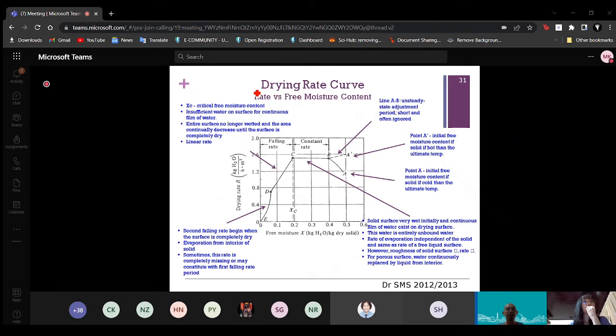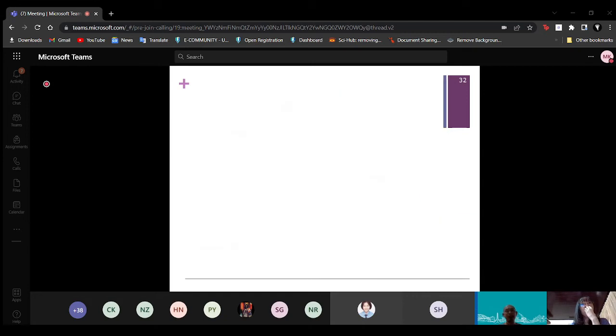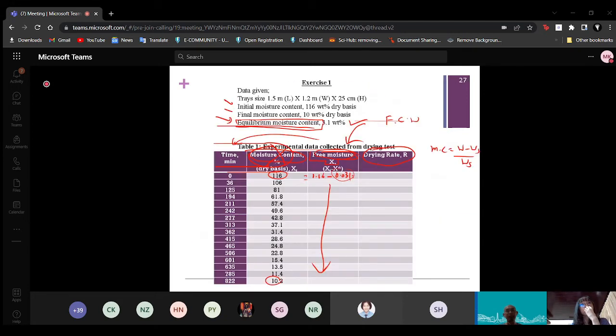Okay, this one. Rate versus free moisture content. Free moisture content dah ada tak? Dah ada. Gunakan yang tadi X tadi. Now, nak dapatkan rate. How to get that rate? Okay, how to get that rate? Ni dia tak tricky pun, tapi let me introduce satu.